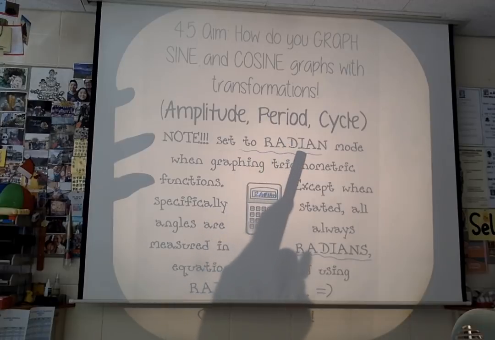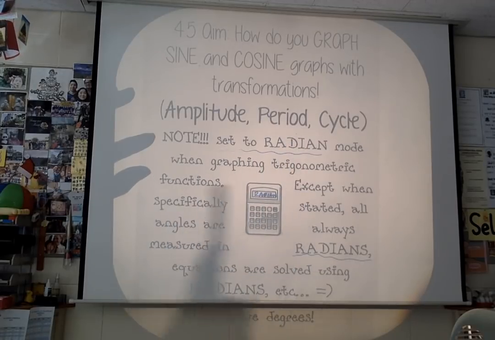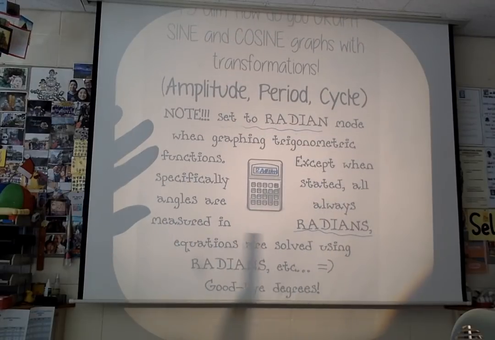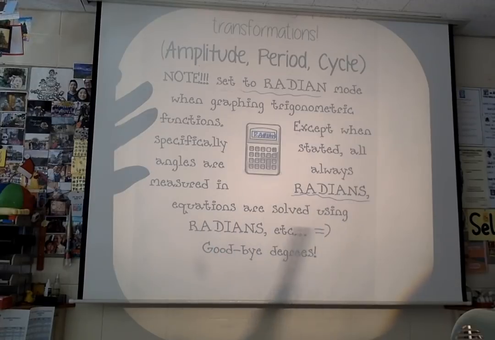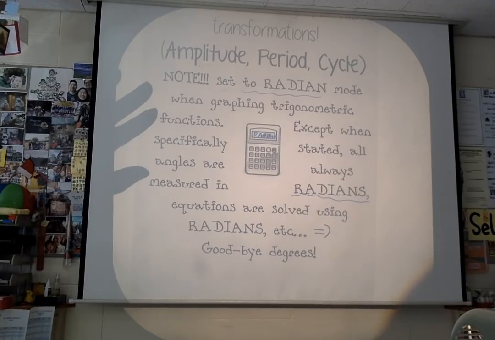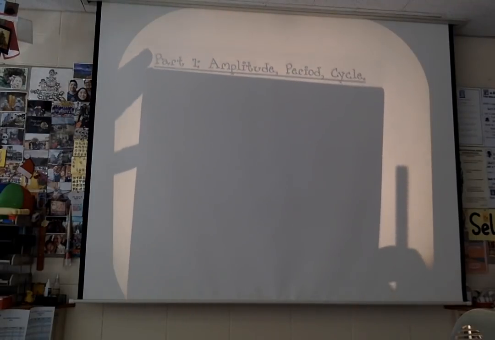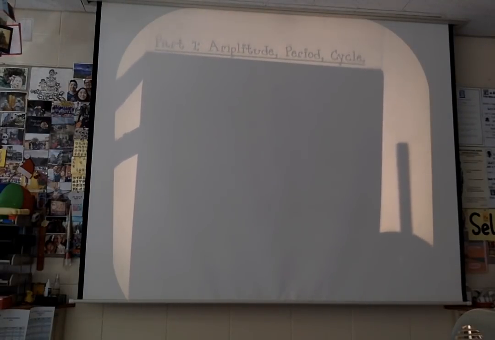Set everything to radian mode when graphing trig functions, except when specifically stated. All angles are always measured in radians. Equations are solved using radians, etc. Goodbye, degrees, all right? So make sure, as we start graphing, everything's in radian. Let's find the first page, part 1, amplitude, period, cycle, all right?